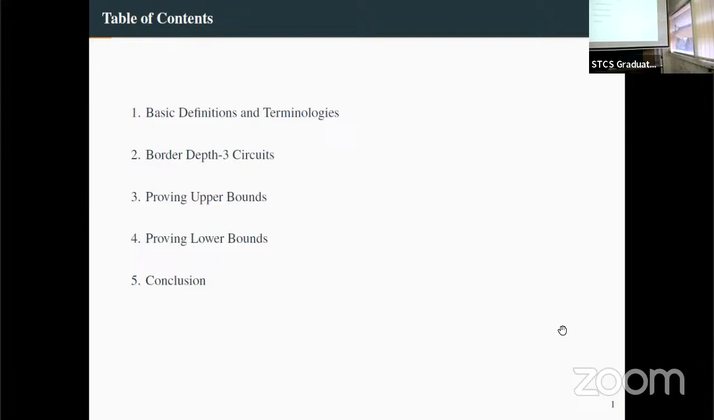I'll give the basic definitions, then I'll define some models, especially depth 3 circuits and the border of that. And then I will try to give the ideas of the demystification part, which is proving upper bounds. So how easy is this model in terms of classical models? And if we have time, which I don't think we'll have, prove lower bounds in that model also.